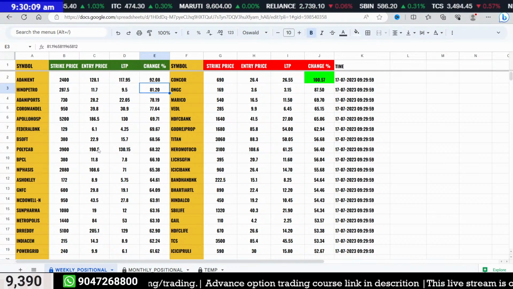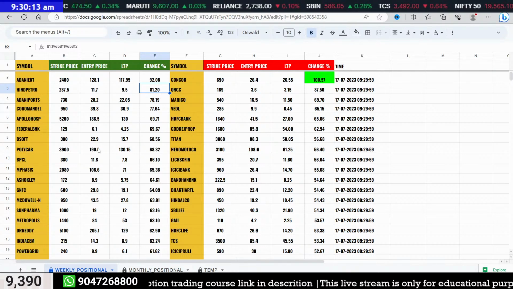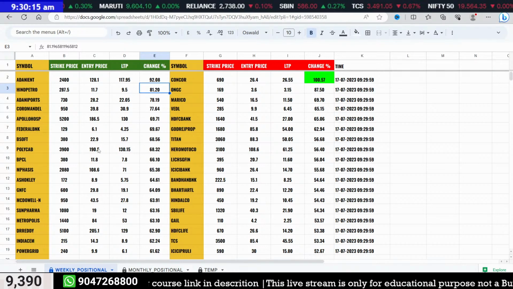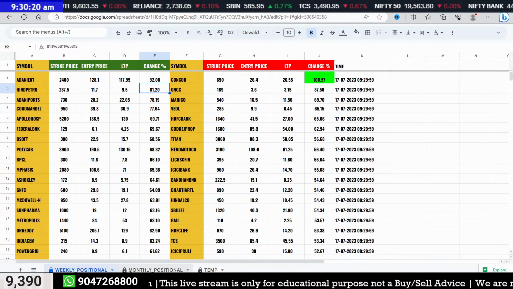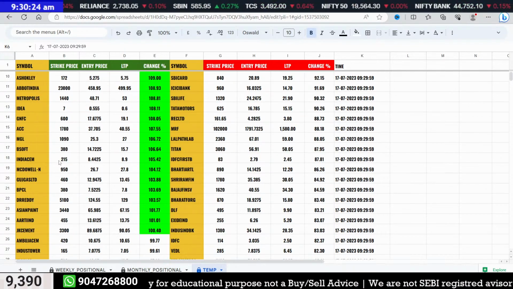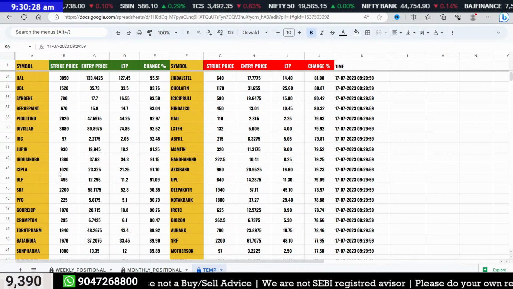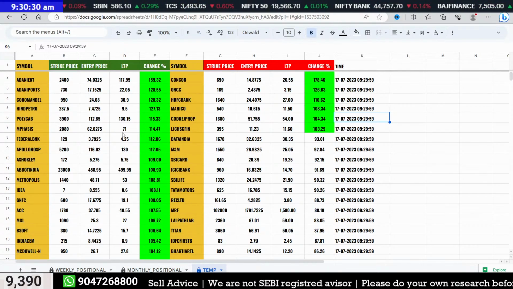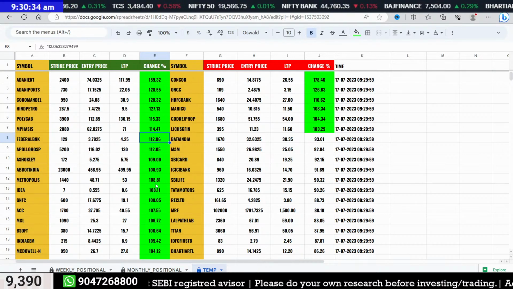One more thing, the Adani group of stocks is moving positive. Adani Ent and Adani Port would be in the top list. Apollo Hospital and Federal Bank 129 call option. Here it is, already given you the opportunity.